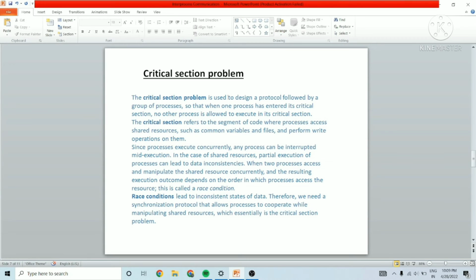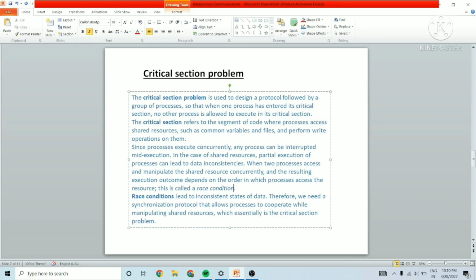So critical section refers to the segment of code where the processes access shared resources such as common variables and files, and perform write and read operations. It is also known as a race condition. What is a race condition? When two processes access and manipulate the shared data concurrently, एक साथ, and the resulting execution outcome depends on the order in which the processes access the resource, it is called a race condition. A race condition leads to inconsistent data.